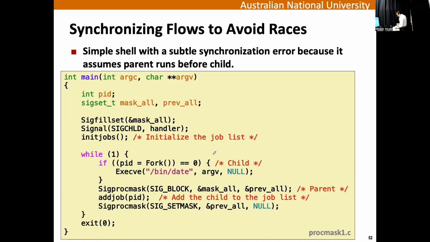All right, so let's look at a couple of concurrency issues. There is a problem here. This is also part of your lab exercise. Imagine that in the main program, we initialize a data structure that contains a list of all the jobs. Then we fork a child process to execute a specific job. Here we're just using the date instruction. What is this sigprocmask doing?